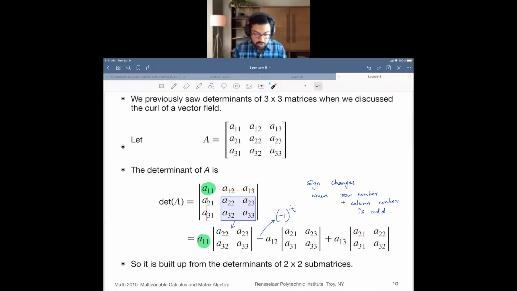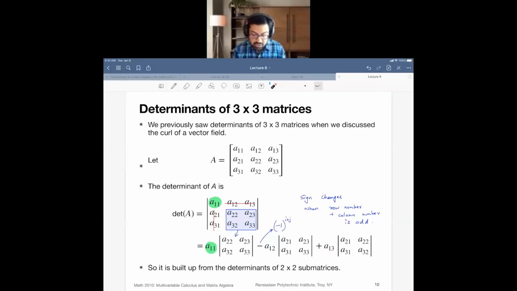So all you're doing to find the determinant of A is building up 3 submatrices, which are minors, and finding the determinants of them, multiplying them by the row or the column elements with respect to which we are doing the expansion, but we are also keeping track of the sign changes. That's how you would do it for 3x3 matrices.